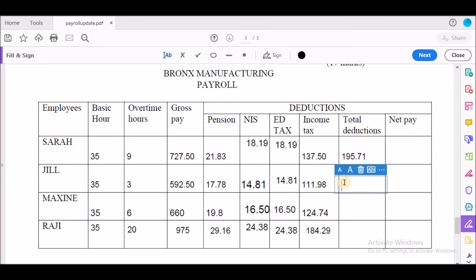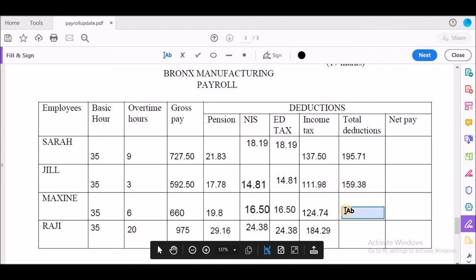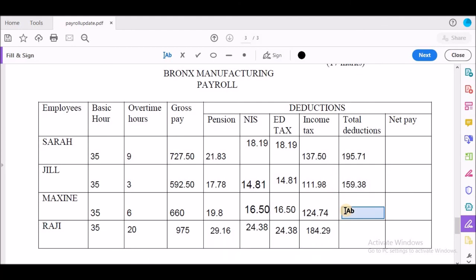Moving on now to Jill. So Jill is 17.78 plus 14.81 plus 14.81 plus 111.98. So that's $159.38. Alright. Then Maxine, it's going to be $19.80 plus $16.50 plus $16.50 plus 124.74. And that's 177.54.